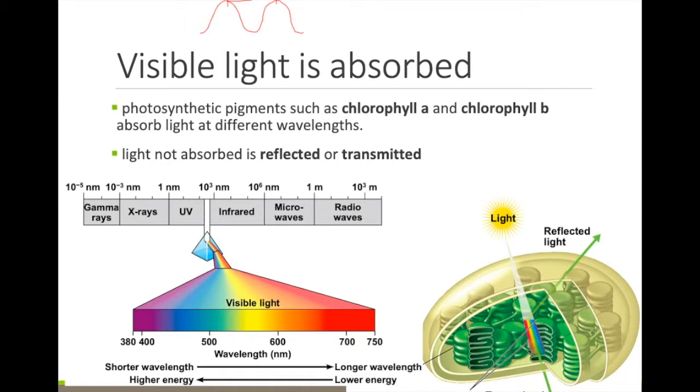The reason that leaves turn red and gold and orange and brown in the fall is because chlorophyll A and chlorophyll B break down in preparation for the winter. And as the chlorophyll is breaking down, you can actually see the other pigments that are in the leaf as well. Those pigments are always there, they're just usually masked by the chlorophyll.